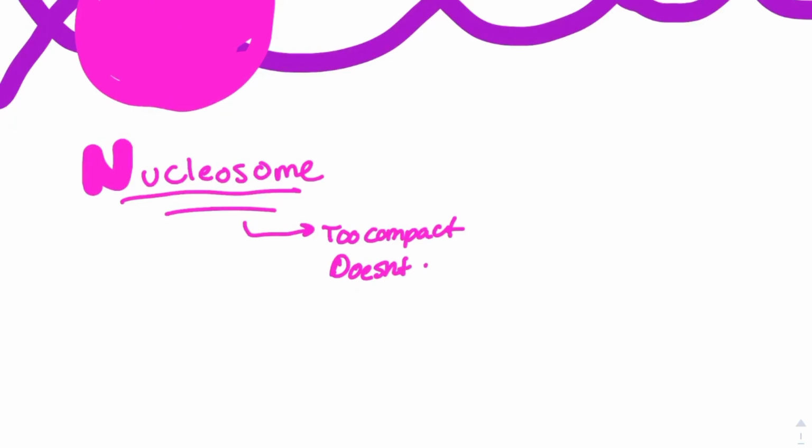So here we have DNA, and on the DNA we have nucleosomes. What nucleosomes are exactly doing to the DNA is making it too compact. What this means is that it doesn't allow for the DNA to be translated or transcribed.